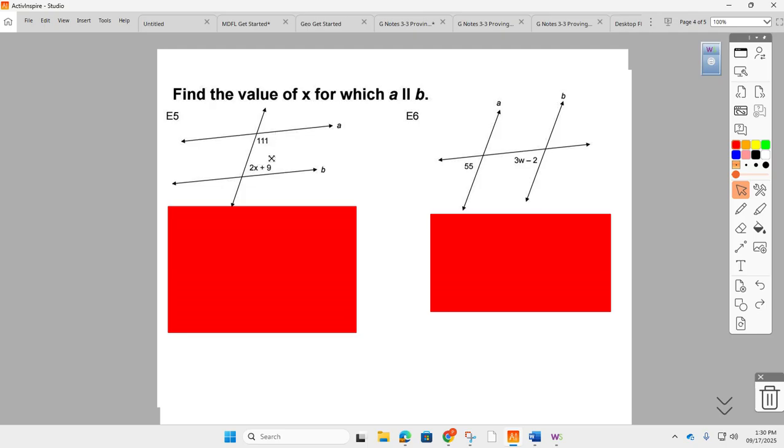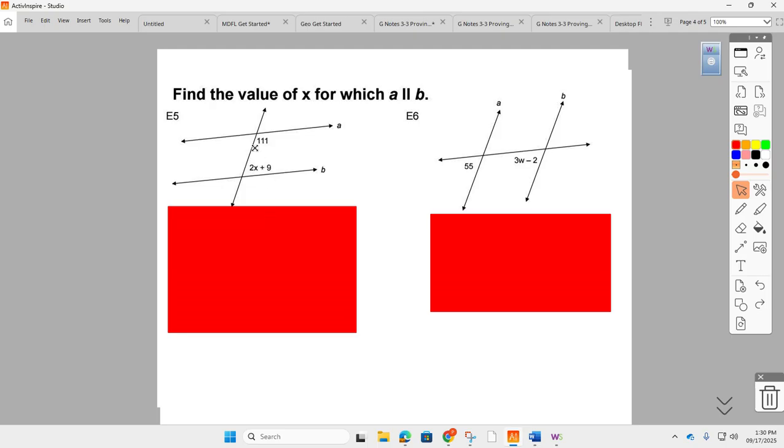Same side interior. Very good. What do we know about same side interior angles? Jamari? They're supplementary. What does it mean to be supplementary? What, 180? Just 180? Neither one of those is 180. What do you have to do to get them to equal 180? Add them. There you go. If you add two angles together and they equal 180, they're supplementary.